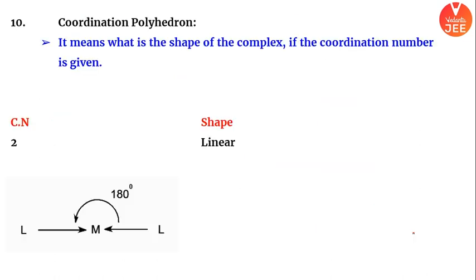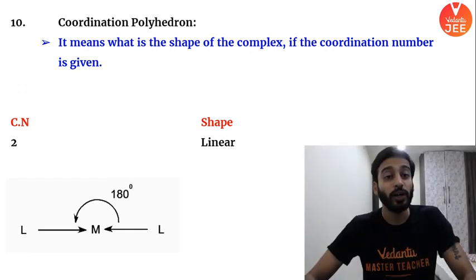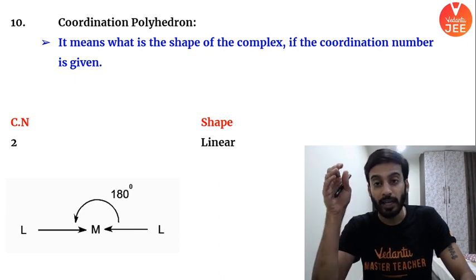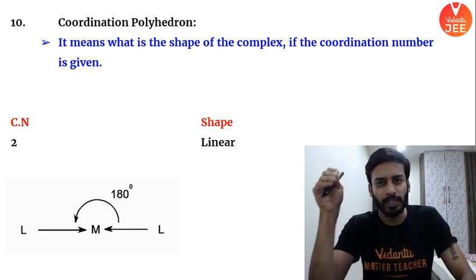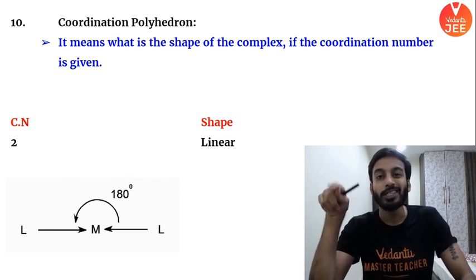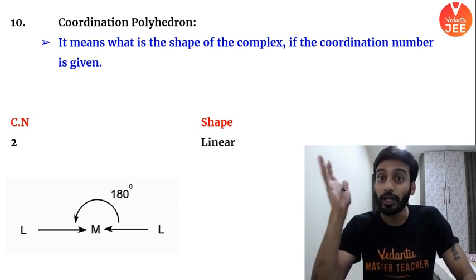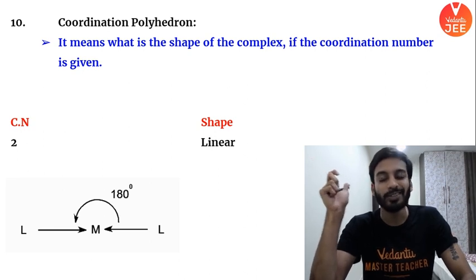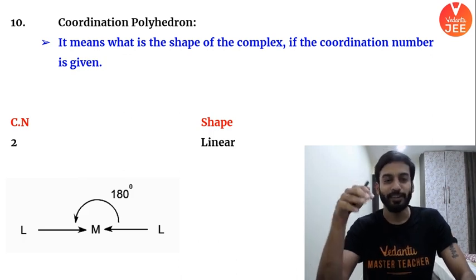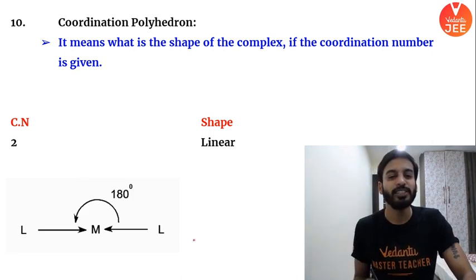Aage badhunga. Last but not the least, we are coming at the end, almost at the end. Check this out. Coordination polyhedron. Basically, it means what is the shape of the complex if the coordination number is given. We'll study this in our syllabus. Coordination number 4 and coordination number 6 is there, right? The coordination complexes we are going to learn in our particular chapter basically will have coordination number 6 and coordination number 4. By chance it is 2, so you say shape is linear.